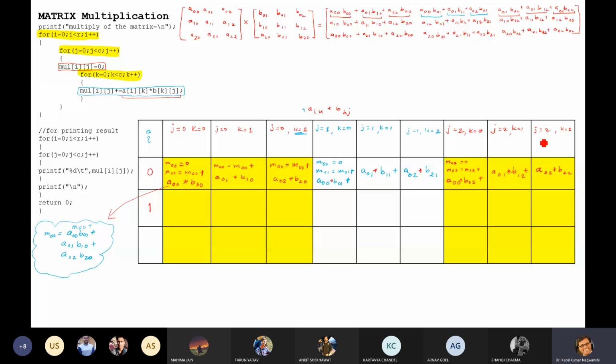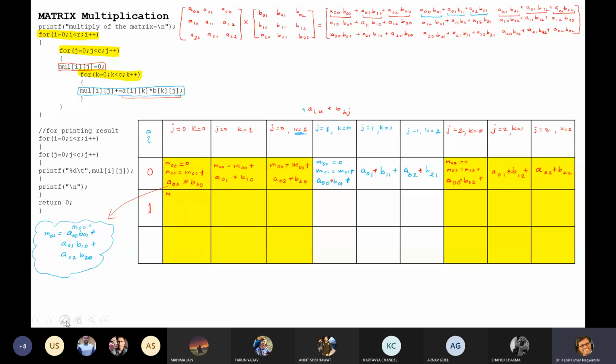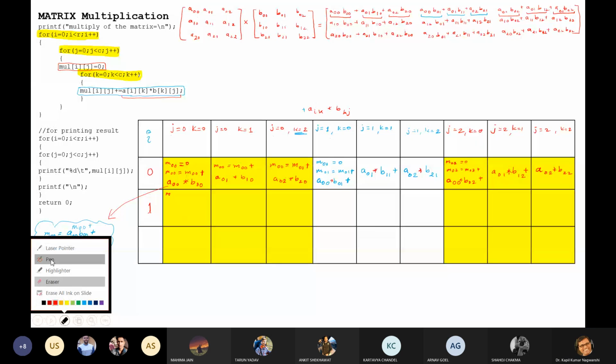Because J is also completed and K is also completed, the lower loop is completed and the upper loop is completed, so I will start incrementing. Now the value of I will be 1. Now I J is 0, 0. The same thing is running for the next iteration also, J and K, so that's why I'm not showing this. I is 1, and M10 equals 0.